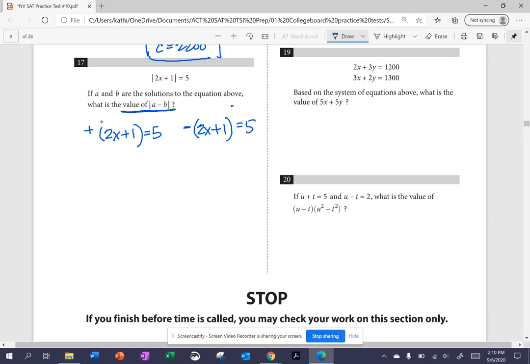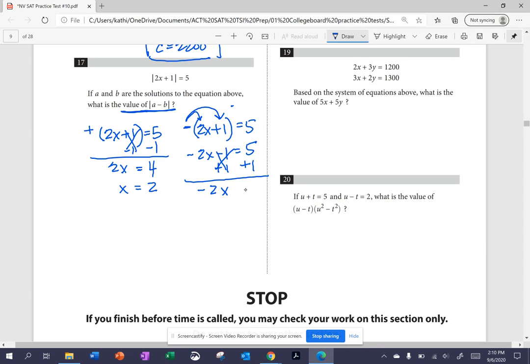So since I'm not distributing anything, because this is plus 1 here, I am solving for x. So I'm going to subtract 1 from both sides. I get 2x equals 4. So x equals 2. I need to distribute the negative 1 on both of my inside terms. So negative 2x minus 1 equals 5. Solving for x, I'm going to add 1 to both sides. So negative 2x equals 6. So x equals negative 3.